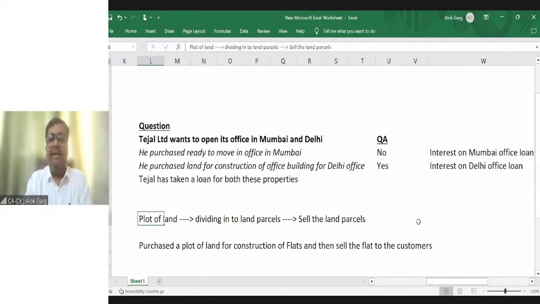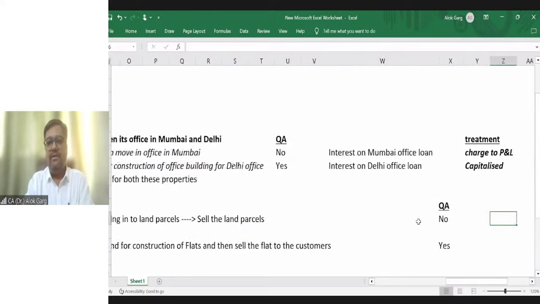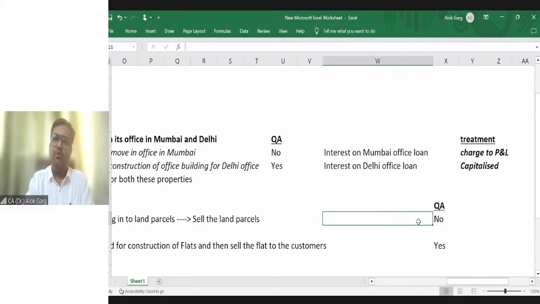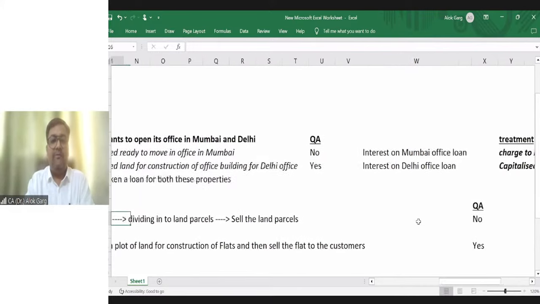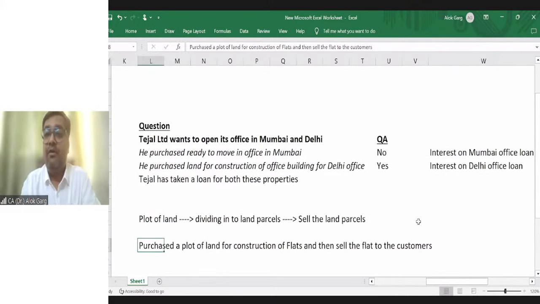Plot of land, dividing into land parcels. The company has taken, let's say, 1 acre of land, and the company is just dividing the land into land parcels, right? Is it a qualifying asset? Answer is no. If the company has taken a loan, the interest cost goes to the P&L. But if the company constructs flats on the land and then sells the flats to customers, is it a qualifying asset? Answer is yes. It will take a substantial period of time. But just dividing into land parcels will not take a substantial period of time. Right?